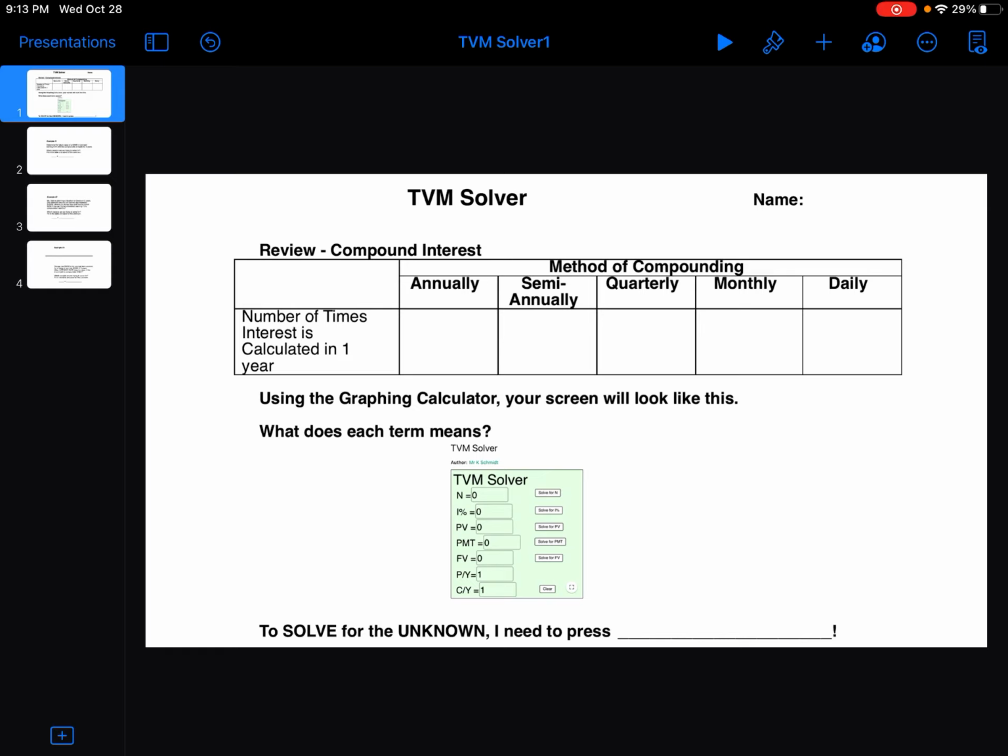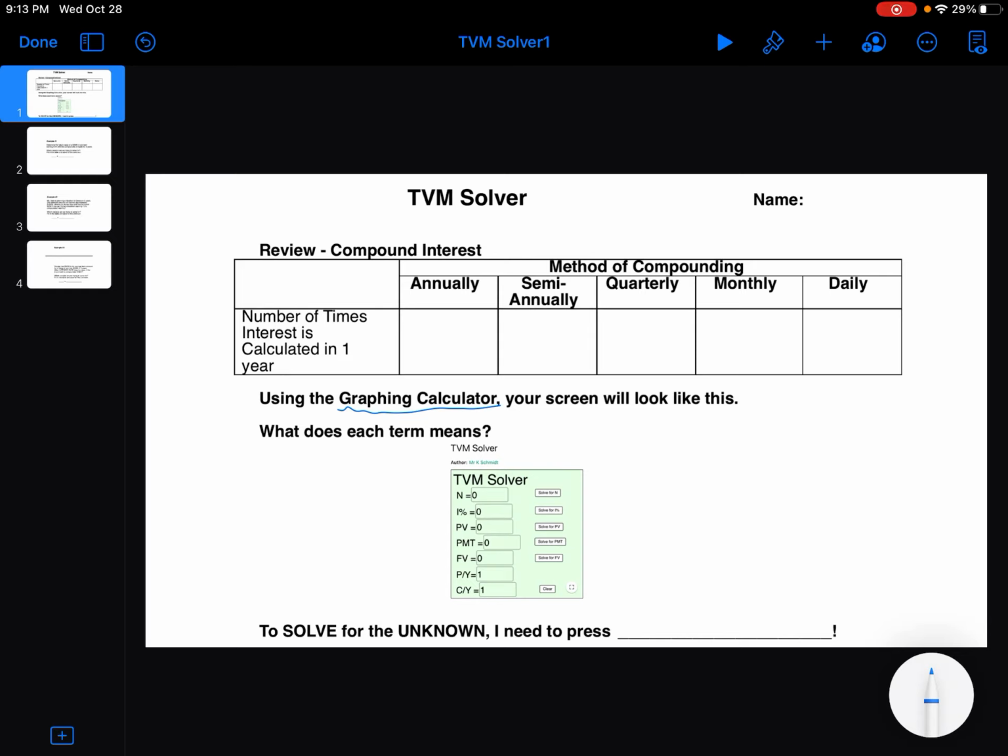Okay, so TVM Solver is just an easier way to do compound interest. We can do other things with it, but mainly for us, it's going to be used for compound interest. It's on all of the graphing calculators we have at school, but there's also a whole bunch of different websites that we can use graphing calculators with. GeoGebra has a really good TVM solver on it, and that's the one we're going to use. I've linked that in our daily outline.